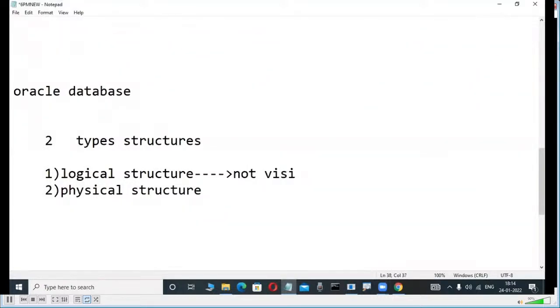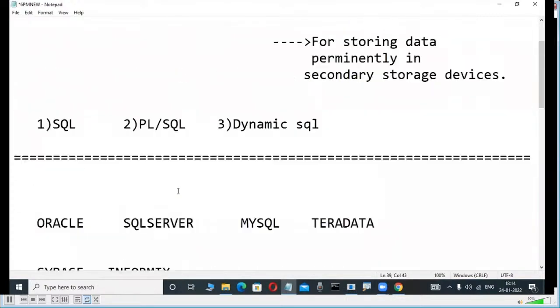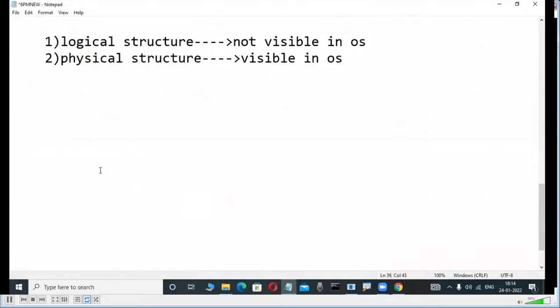in the operating system, not visible in the OS, is called a logical structure. A physical structure means whenever we install Oracle, SQL Server, DB2, these softwares, physical files are created automatically, as I told in previous classes. That's why a structure which is visible in the operating system is also called a physical structure. These are all things from the previous class. Don't worry.